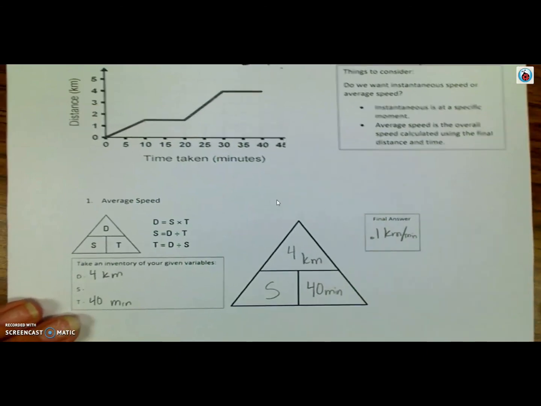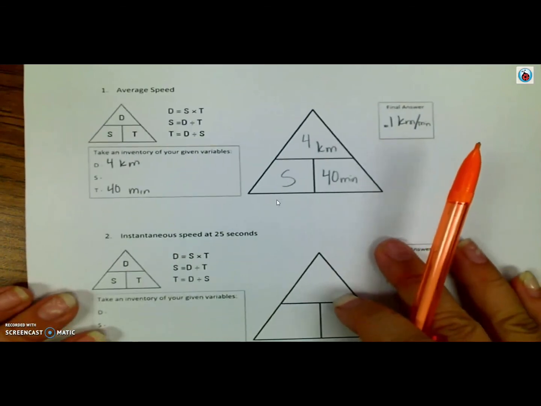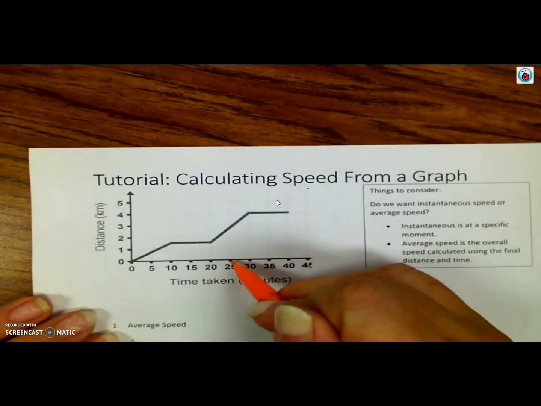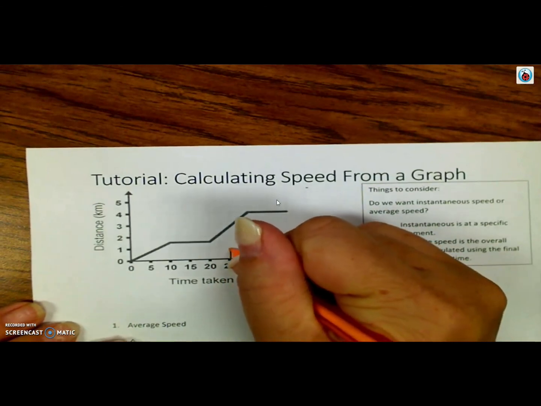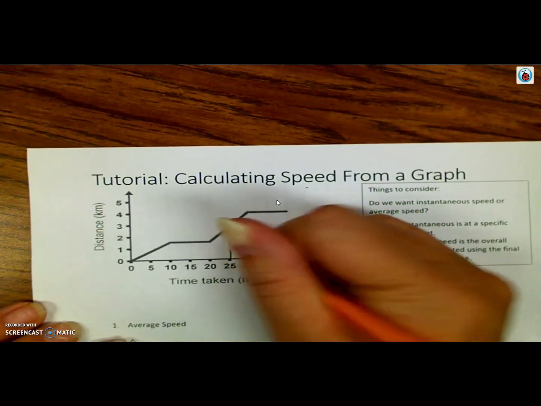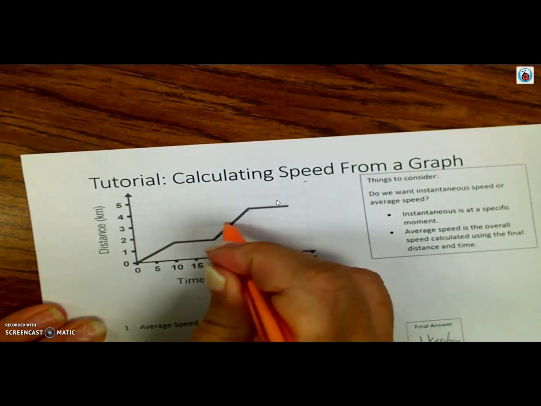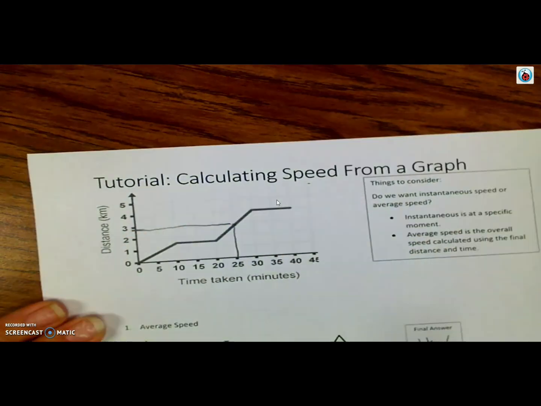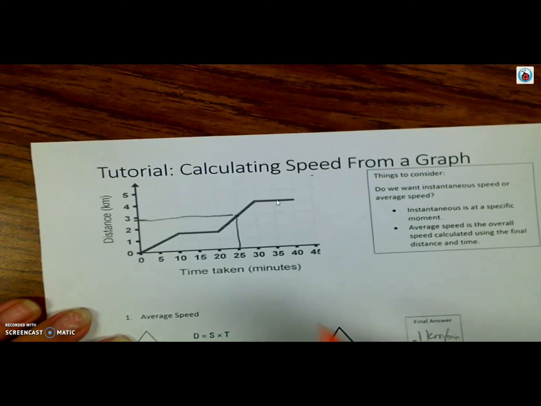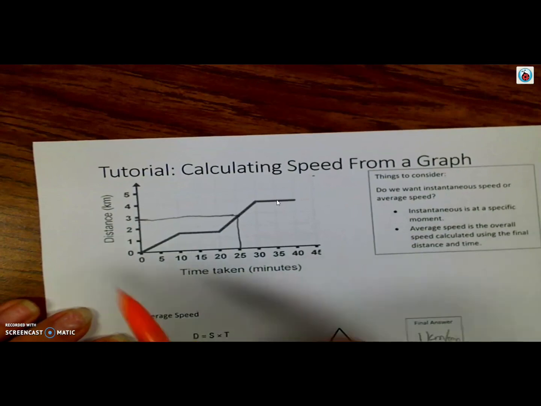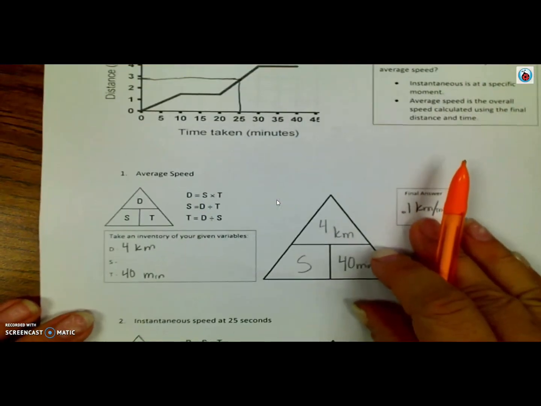So let's look at an instantaneous speed calculation. The question asks for the instantaneous speed at 25 seconds. This is where you're going to pull your coordinate pair using your graph. 25 seconds, and I'm going to come up to the line, and then I'm going to come over here and draw as straight a line as I possibly can. And we're almost to 3. 25 seconds is just a little bit below 3. I'm going to leave it at 3 for simplicity's sake. We could say 2.8, but I'm just going to use 3 as my distance parameter.